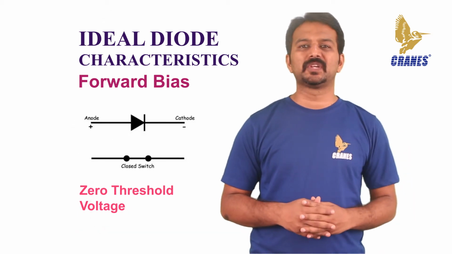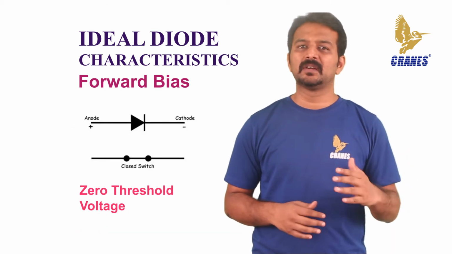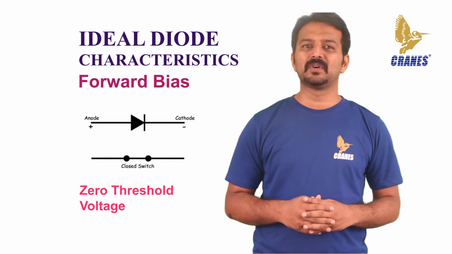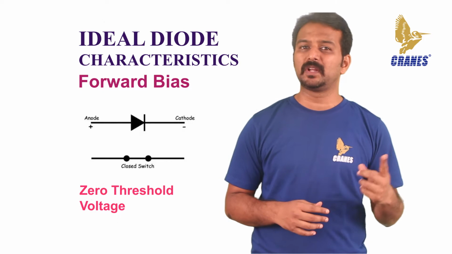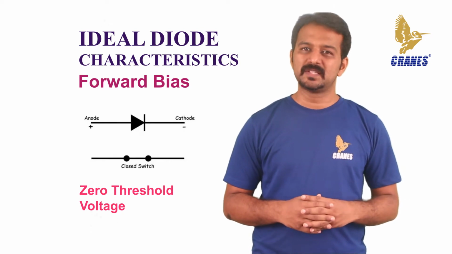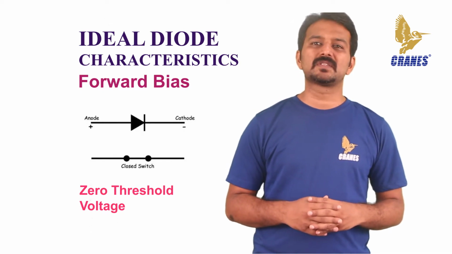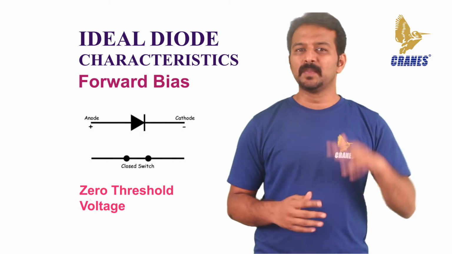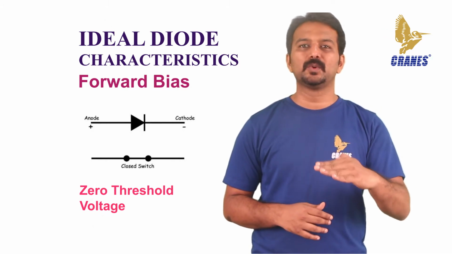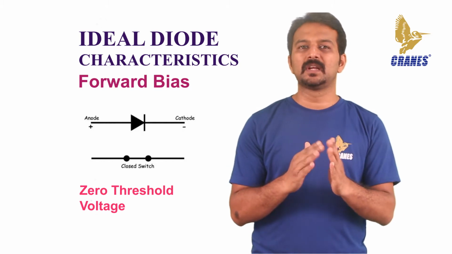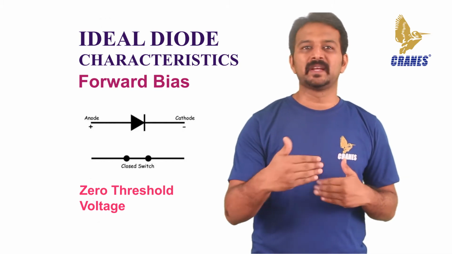Let's look into the zero threshold voltage. Even this characteristic of the ideal diode under the forward biased state can be inferred from its first property of possessing zero resistance. This is because the threshold voltage is the minimum voltage which is required to be provided to the diode to overcome its barrier potential and to start conducting.